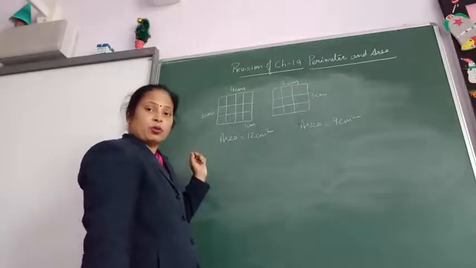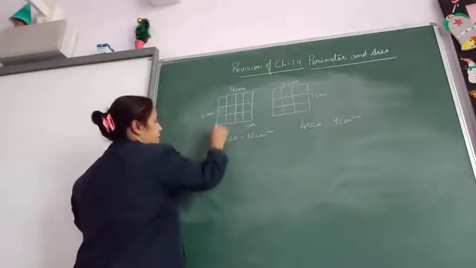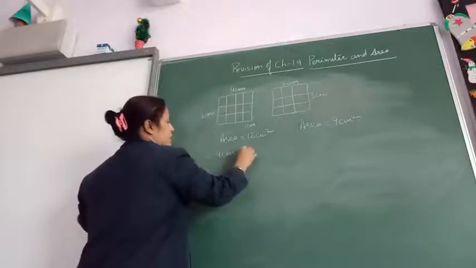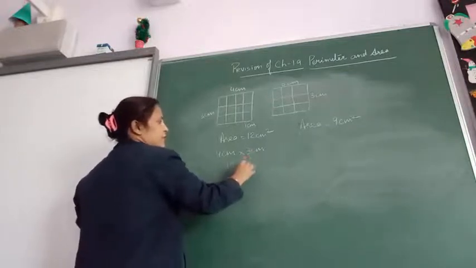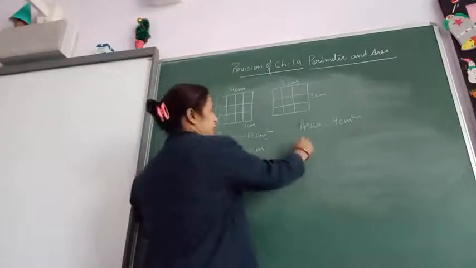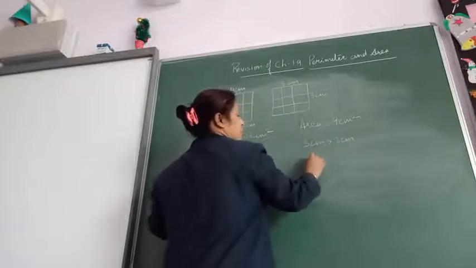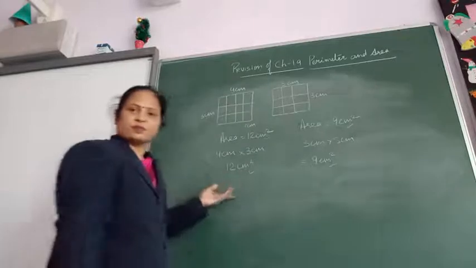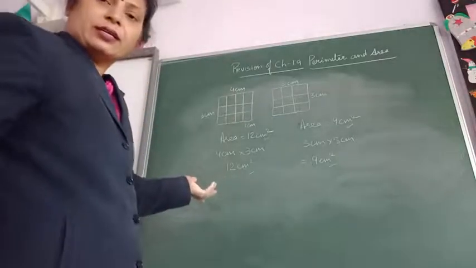But you can use the formula also. How? You can see here, the length is given to you, 4 centimeter, and the breadth is given to you, 3 centimeter. So 4 3s are 12. See, you have got the same area. Here also, if you see, the length and breadth are both 3 centimeter. So 3 3s are 9 centimeter square. Same. Okay. So in this way we can find out which has the greater area.